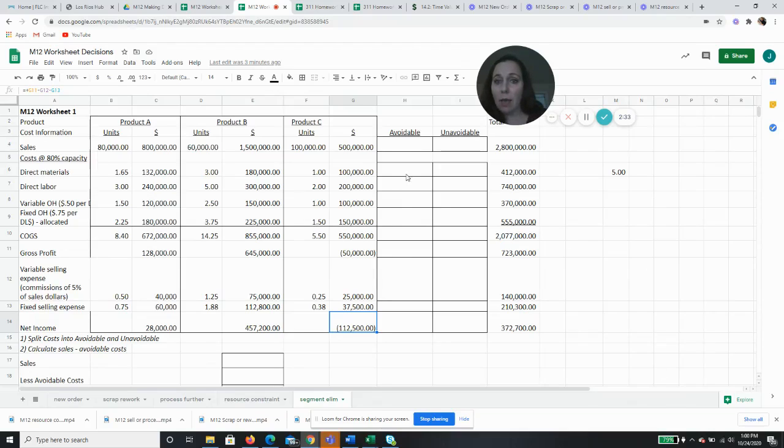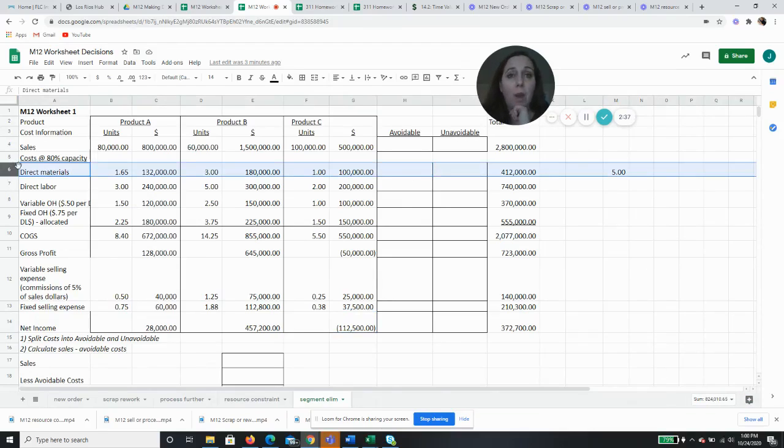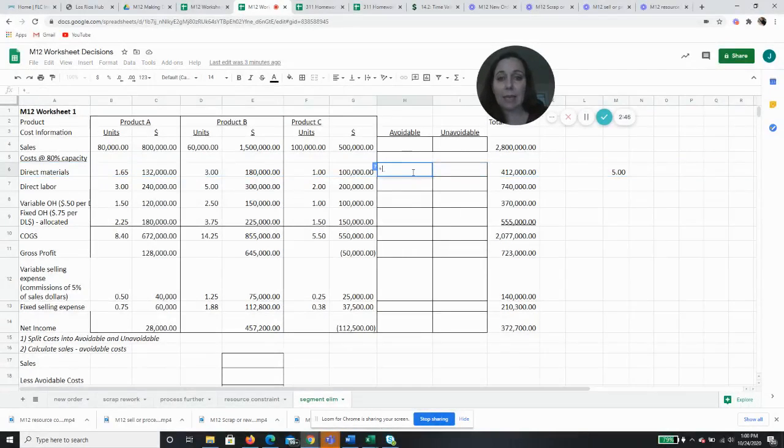So let's start with direct materials. If I don't make product C, do I need to buy direct materials for product C? No, I don't. That's our classic variable cost. So that is avoidable. All right, how about direct labor?